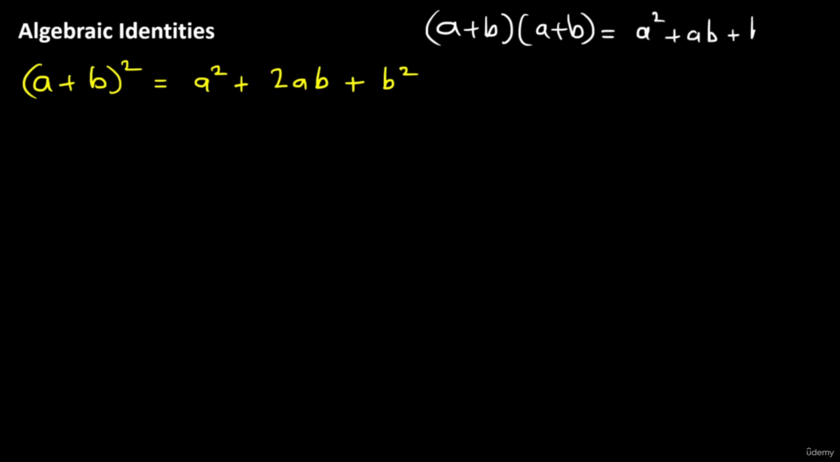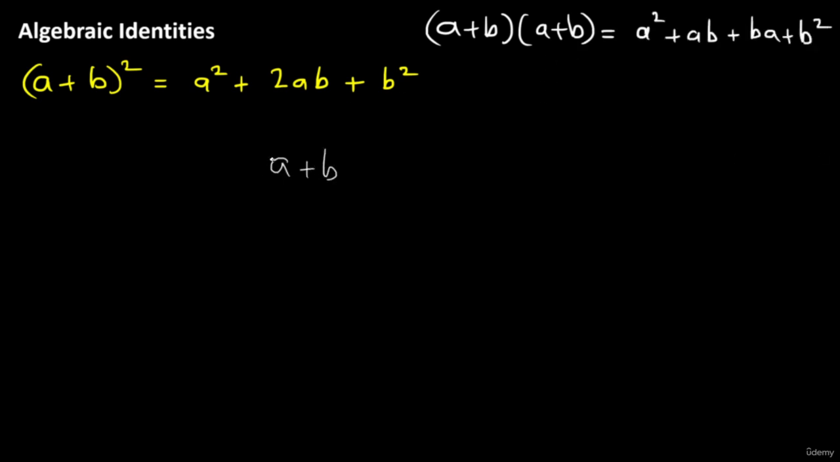Hi students, in this video, let's discuss the most important algebraic identities. Let's get started. (a + b) the whole square is equal to a square plus 2ab plus b square. Now how do we do this? We just multiply a plus b with a plus b. Now you can do this in two ways.